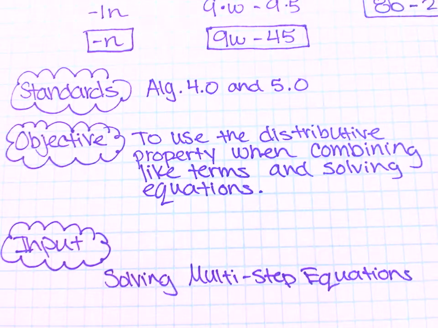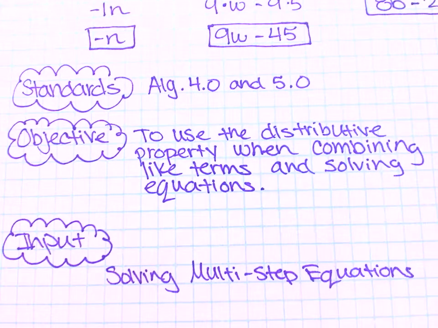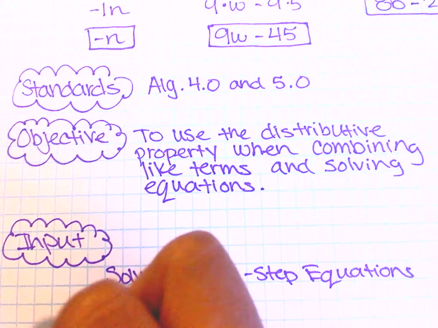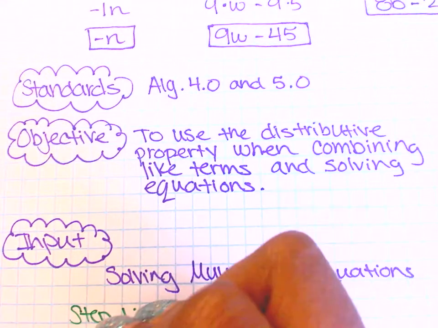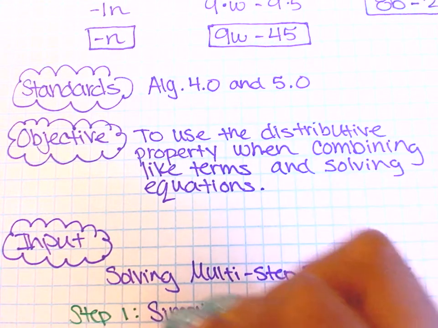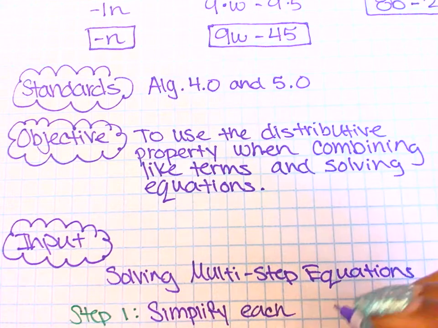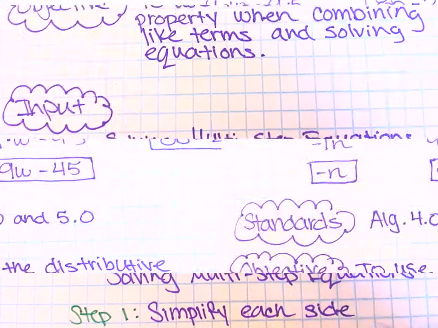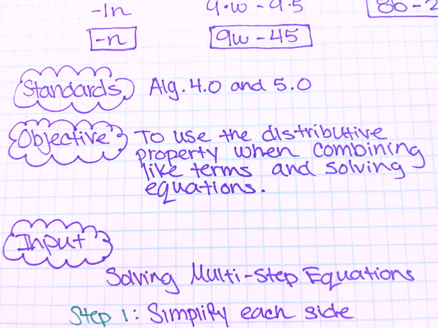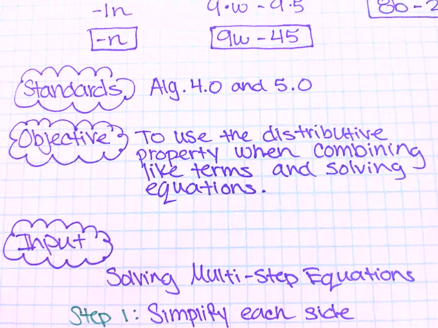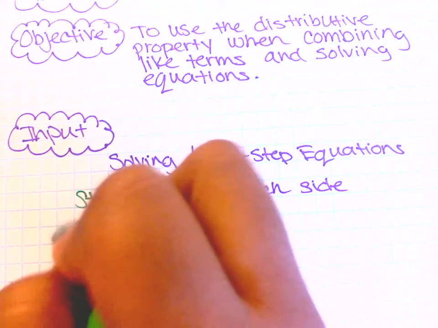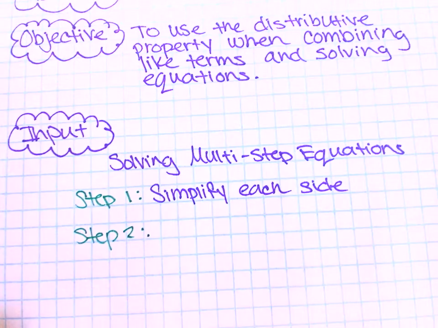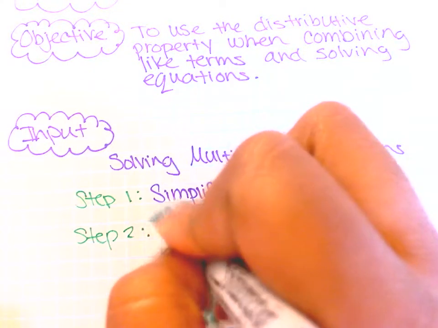And I'm going to give you the steps for each one. Okay, step number 1. You're going to simplify each side. So each side, you're going to simplify each side. That means each side of the equal sign. Step 2, you're going to combine like terms.